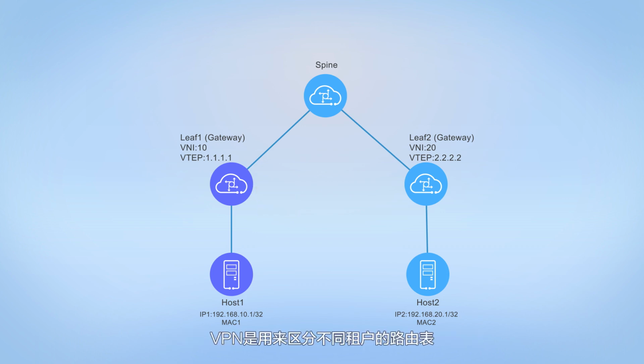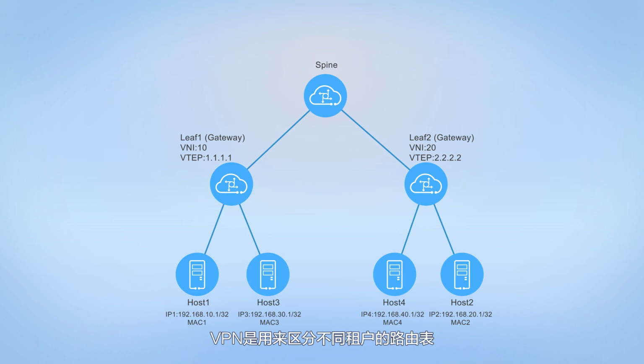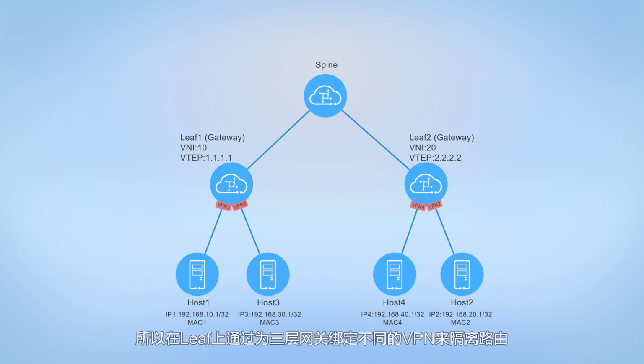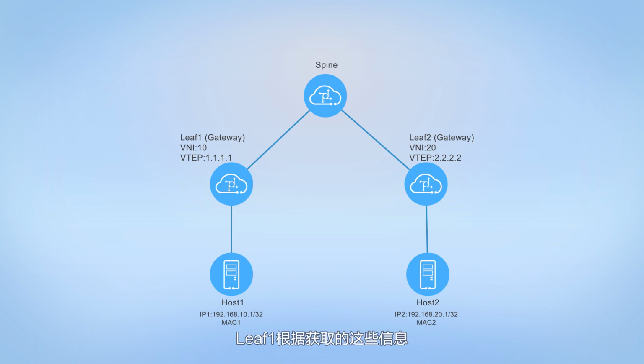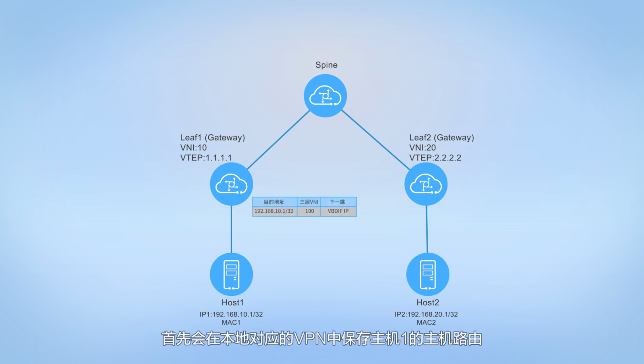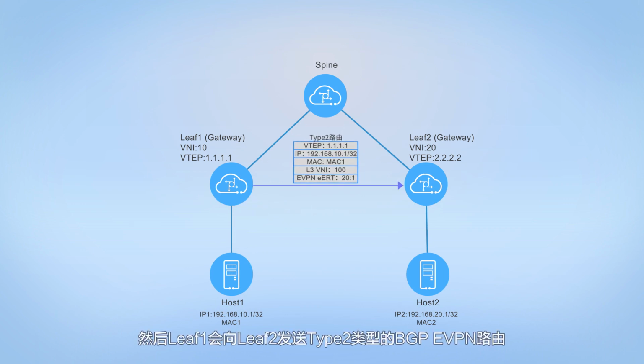VPNs are used to distinguish the routing tables of different tenants. Because tenants connected to a leaf node may reside on different network segments, you need to bind layer 3 gateways to different VPNs to isolate routes on the leaf node for implementing inter-tenant isolation. Layer 3 VNIs are used to identify the VPNs. According to the obtained information, leaf 1 saves the host route of host 1 in the local VPN and sends a Type 2 BGP EVPN route to leaf 2.